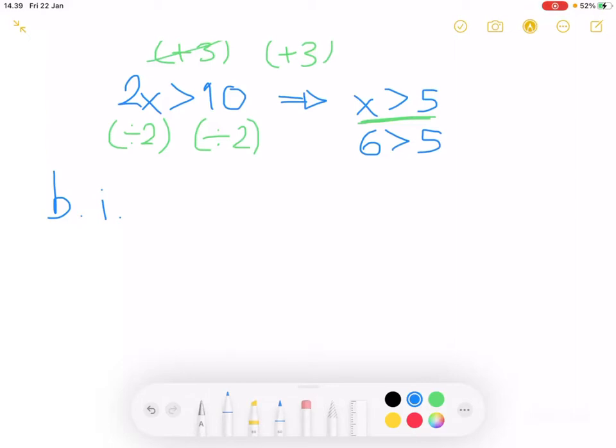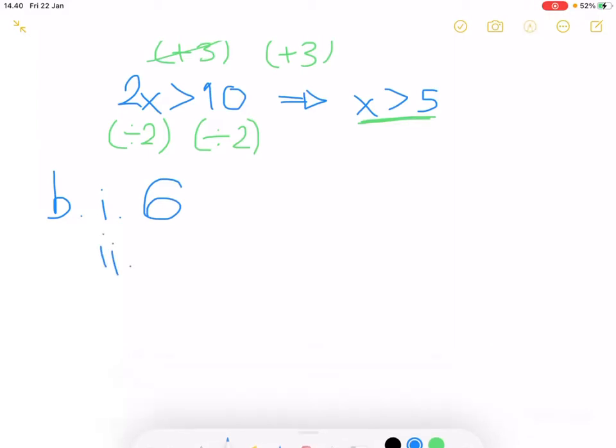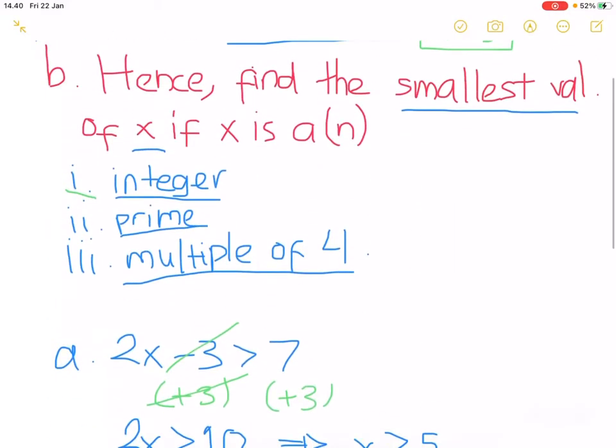So if we approach a value that satisfies the original inequality, then that value is the smallest or the greatest value. In this case, our answer is 6. For the next one, we'll do the same trick, except this time we're asked to do it if x is prime.